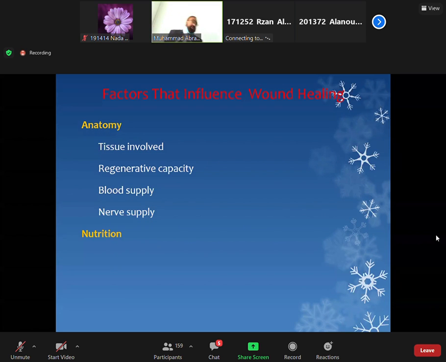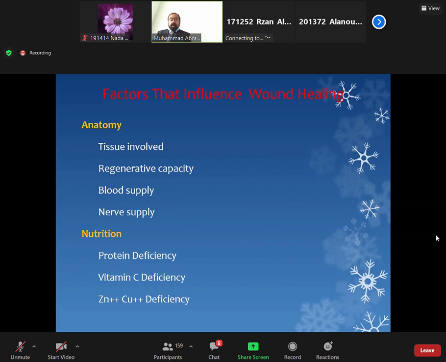Blood supply: if you have a good blood supply in that area, healing will go very well. Nerve supply also affects the time. Nutrition: if you have a protein deficiency, a vitamin deficiency, or zinc and copper deficiency, it will definitely cause more delay in healing.